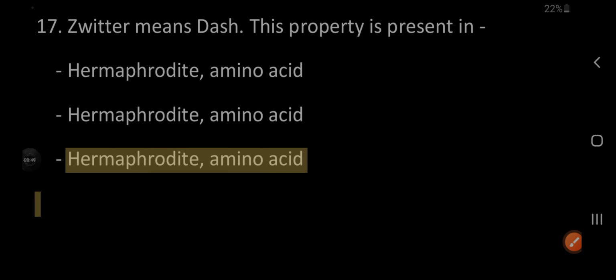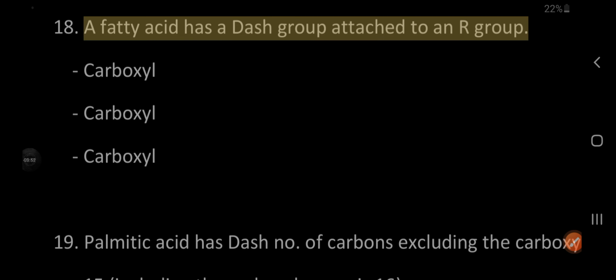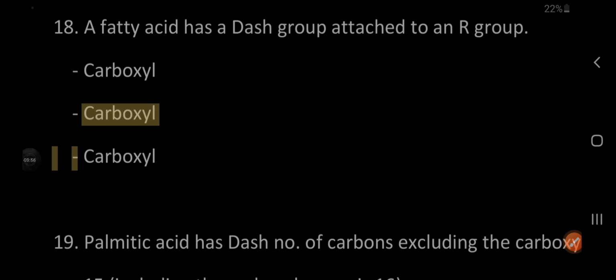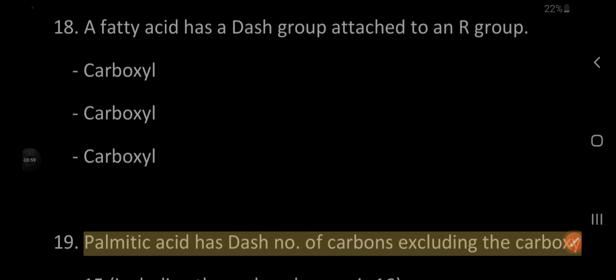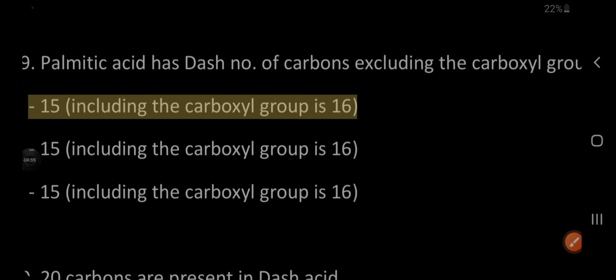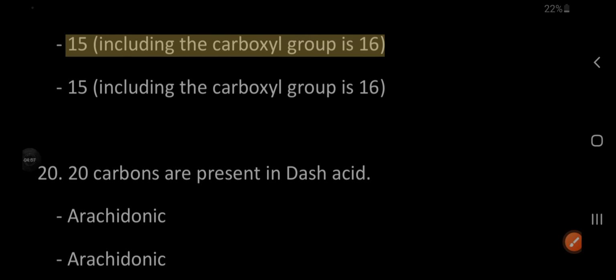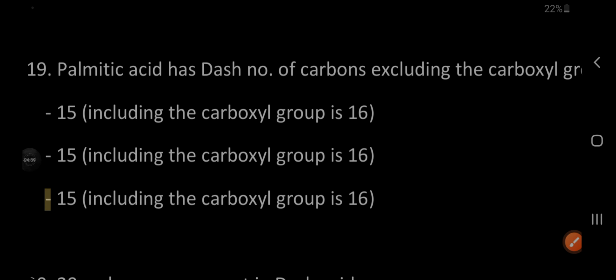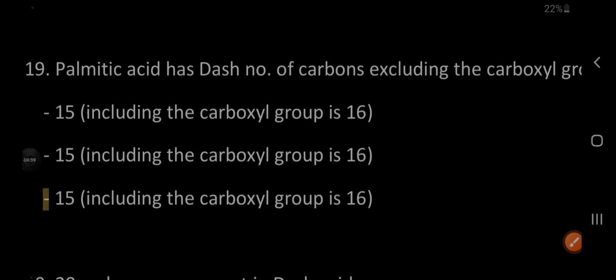18. A fatty acid has a carboxyl group attached to an R group. 19. Palmitic acid has 15 carbons excluding the carboxyl group. Including the carboxyl group it is 16.